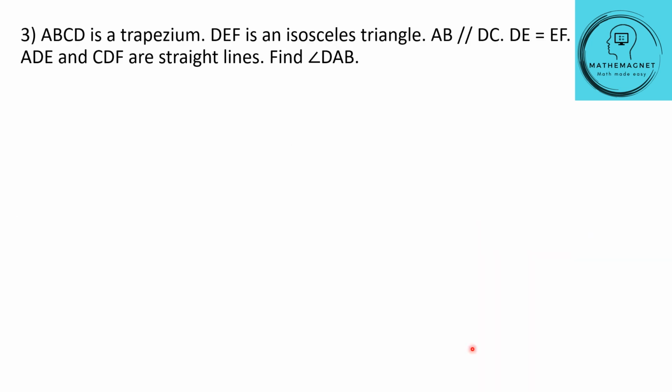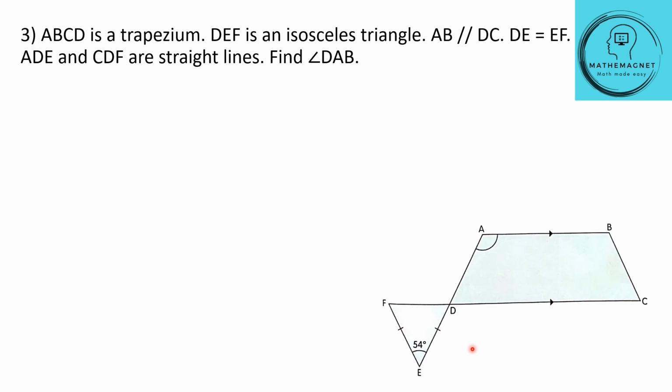Question number 3. ABCD is a trapezium. DEF is an isosceles triangle. AB is parallel to DC. DE is equal to EF, these two sides, and ADE and CDF are straight lines. Find angle DAB. Now this is the figure that we have.